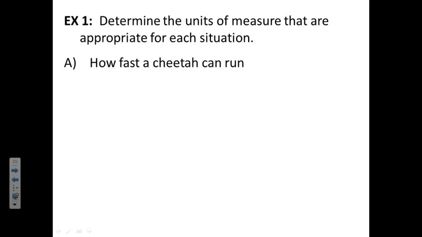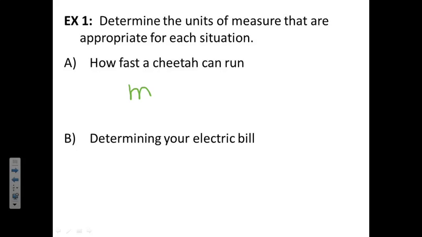So here we have: determine the units of measure that are appropriate for each situation. The first one we have is how fast can a cheetah run? And this one was pretty easy for kids to identify. It's miles per hour. And we just put mph when we wrote it on there. If you want to spell it out, that's fine.